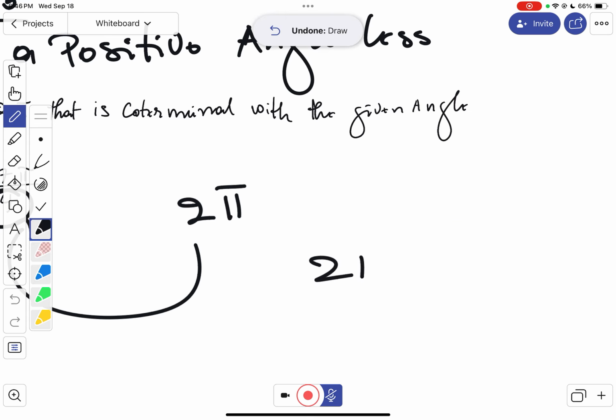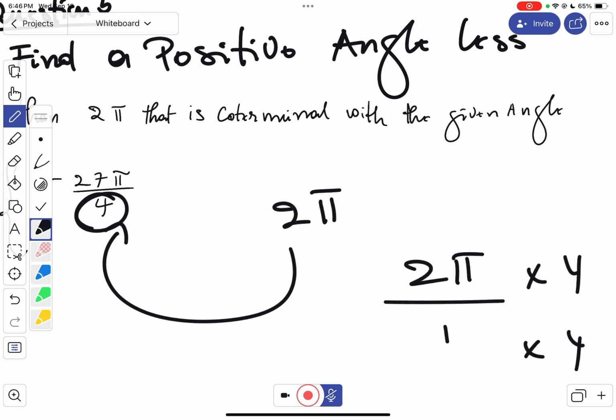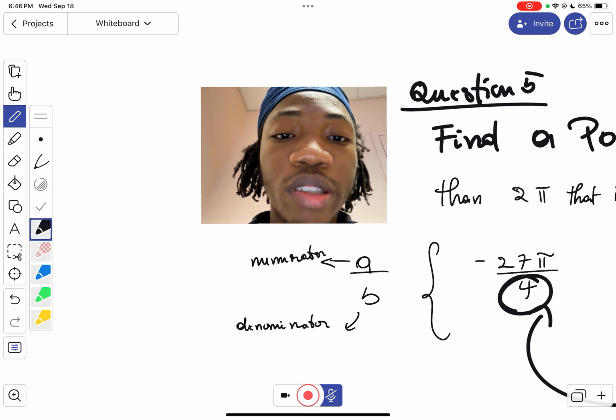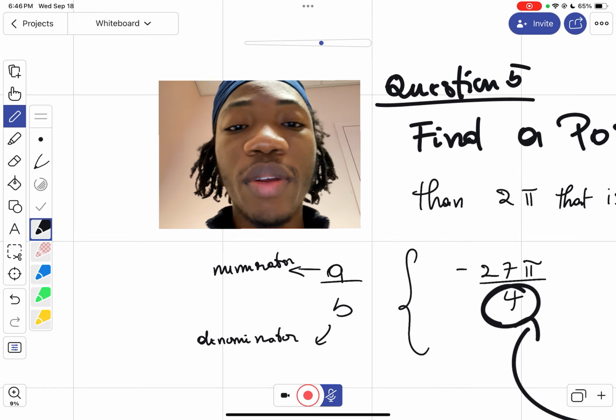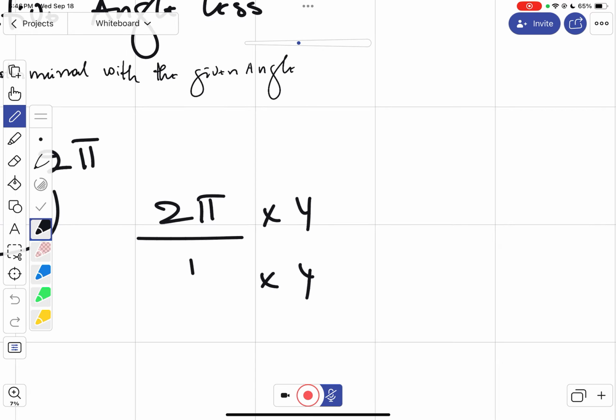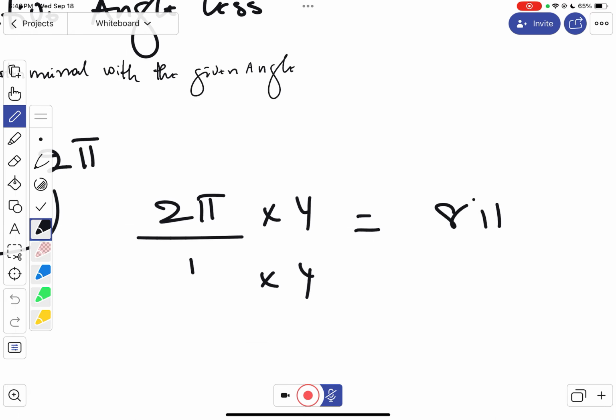So you have the 2 pi, right? You multiply it by 4, the top, and also the bottom, because 2 pi is the same thing as 2 pi over 1. So that's the reason why I multiply twice. You multiply the top, and you also multiply the bottom, because any number can be a fraction. It's gonna give you 8 pi over 4.